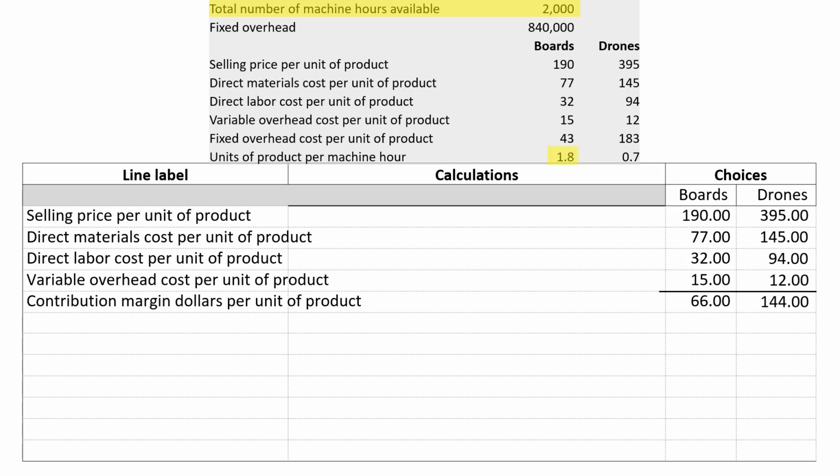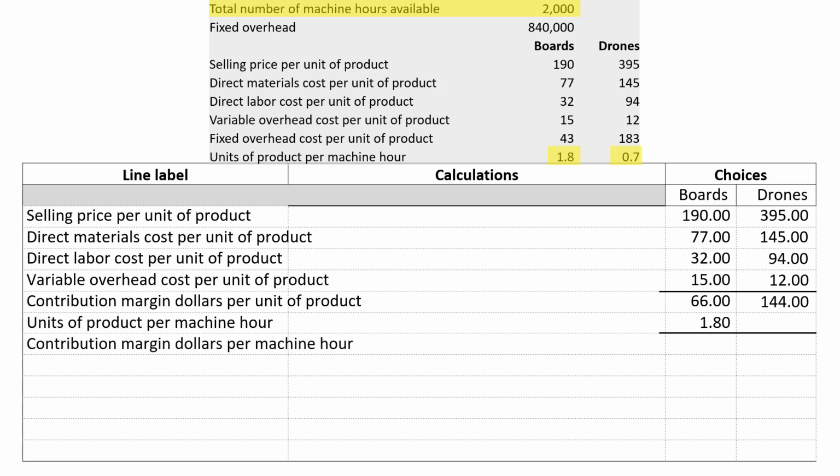From the data we were given, we know that we can produce 1.8 boards or 0.7 drones in one machine hour. For boards, we can multiply the $66 contribution margin per board by the 1.8 boards per hour to get contribution margin per hour of $118.80. Every hour that we use our machine to make boards, we are generating almost $119 of contribution margin.